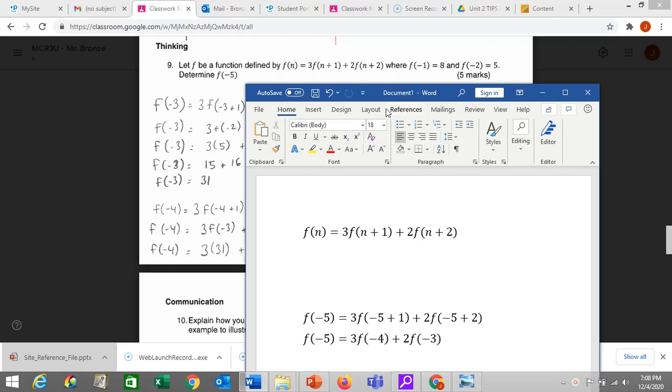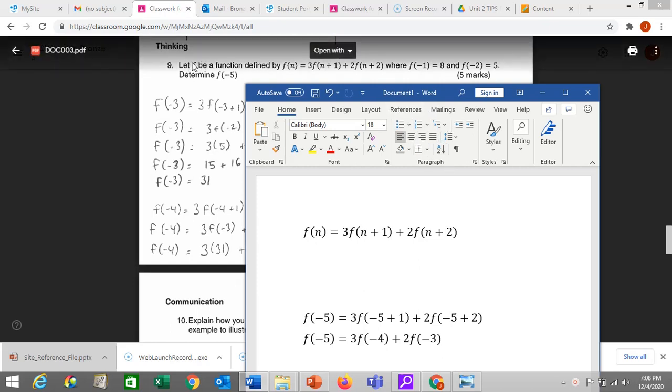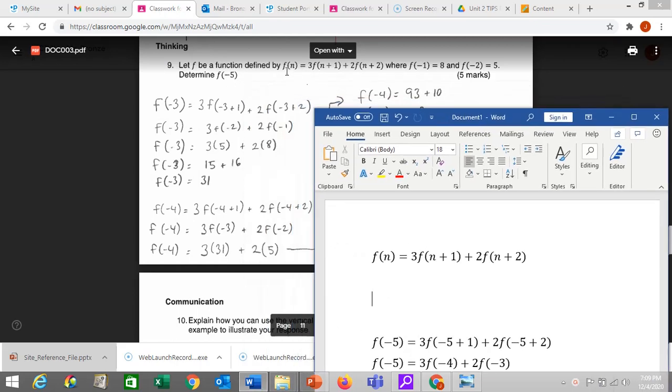Okay, so I've taken the question from quiz 3, version 3, but the way that you would solve it is almost the same for any of this type of question. We've got a function f at n equals 3f at n plus 1 plus 2f at n plus 2, and it tells you what f at negative 1 is, and what f at negative 2 is. And it says you've got to figure out f at negative 5.